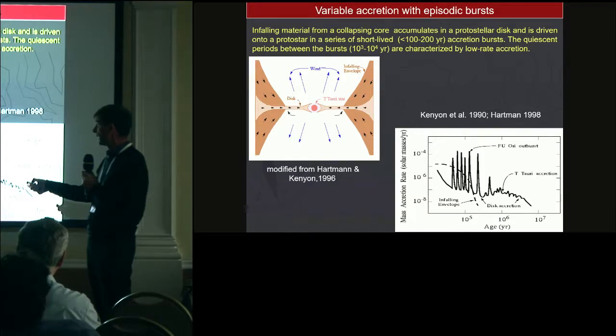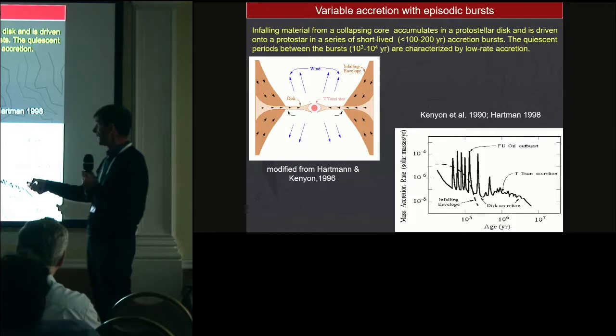So this is something I'm a proponent of, this mechanism. We first discovered that with Shantanu Basu in 2005. And this mechanism involves formation of gaseous clumps due to gravitational fragmentation in the outer parts of the disk.